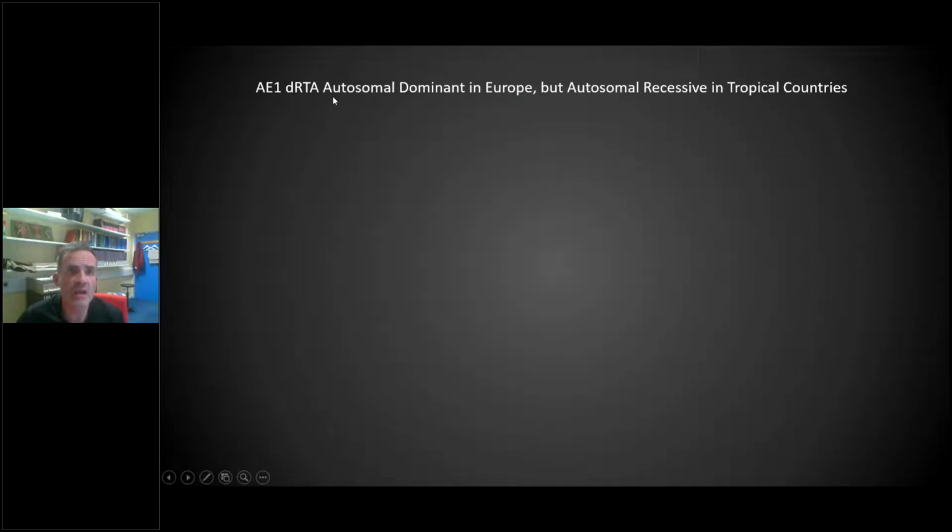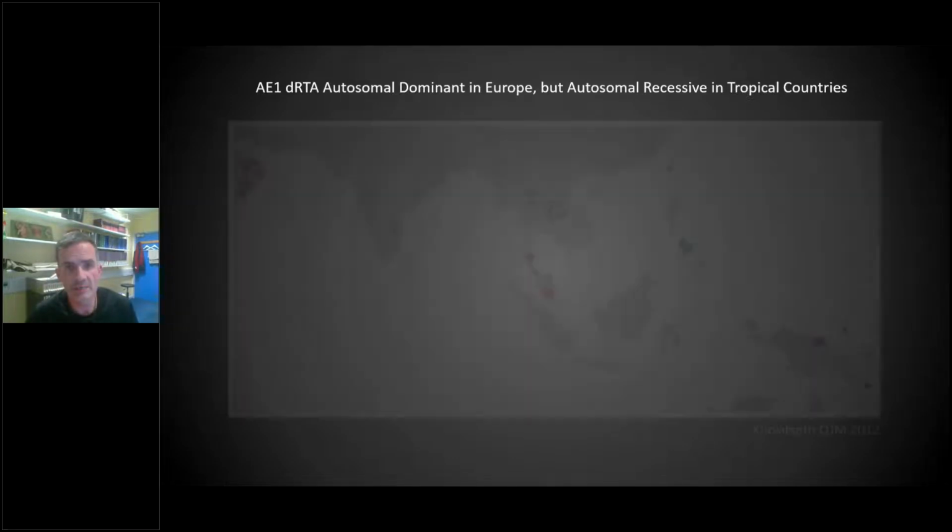I mentioned that AE1, when it's found in Europe, is autosomal dominant, but it's also found in tropical countries where it's actually rather more common. In fact, in northeast Thailand, one of the mutations, G701D, approaches polymorphic frequency. It's almost 1% of the population. And these countries all tend to be malarious.